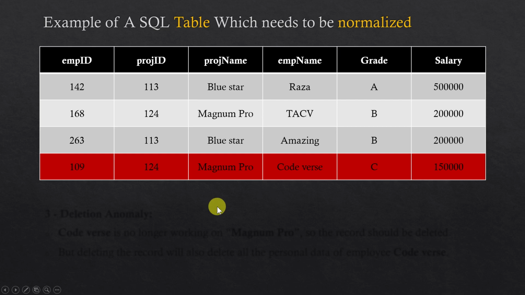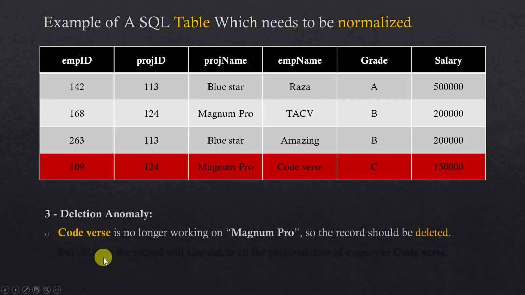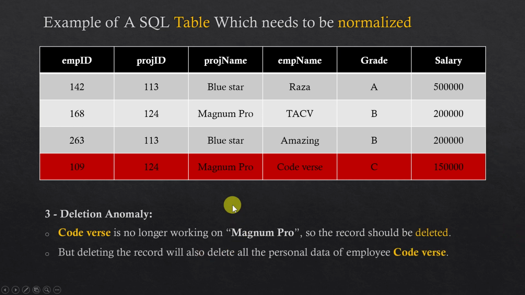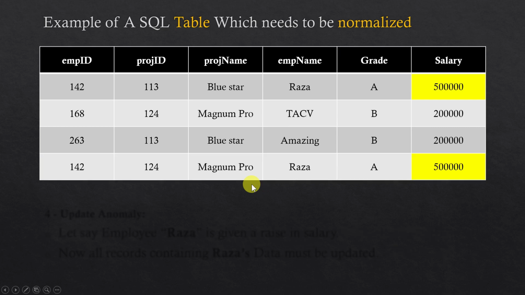And now, here is the deletion anomaly. Let's say Codeverse is no longer working on Project Magnum Pro. So, the record should be deleted. This record is about to get deleted. But the problem is, deleting the record will also delete the personal data of the employee Codeverse. So we don't have another record of Codeverse. We are deleting this project information, but the rest of the information will also get deleted. So that's why this is a problem.